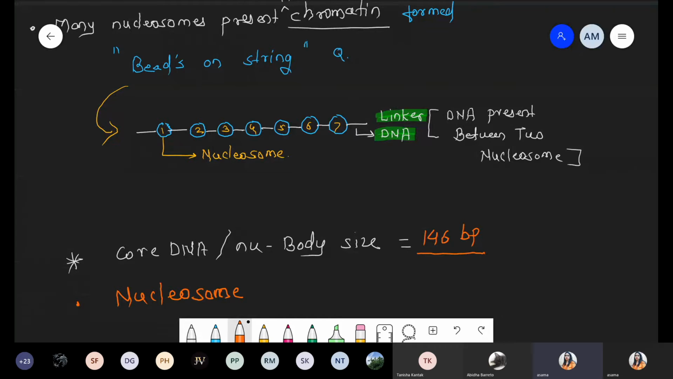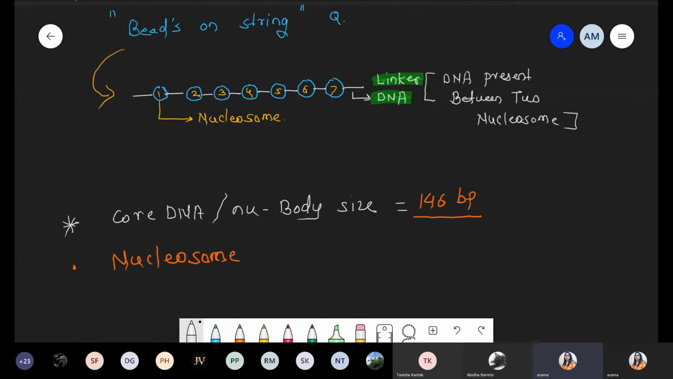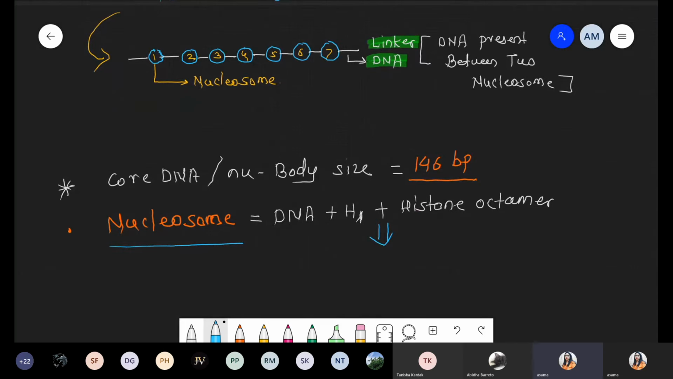Whenever we are talking about a nucleosome, it consists of DNA plus H1 plus the octamer structure, that is the histone octamer. Got it? And now when we are talking about the size of the complete, entire nucleosome, we just discussed that this is the second level of coiling. So the size is comparatively larger, that is 200 base pair.